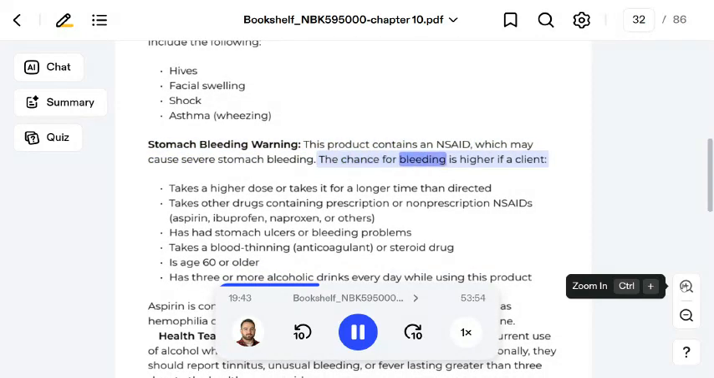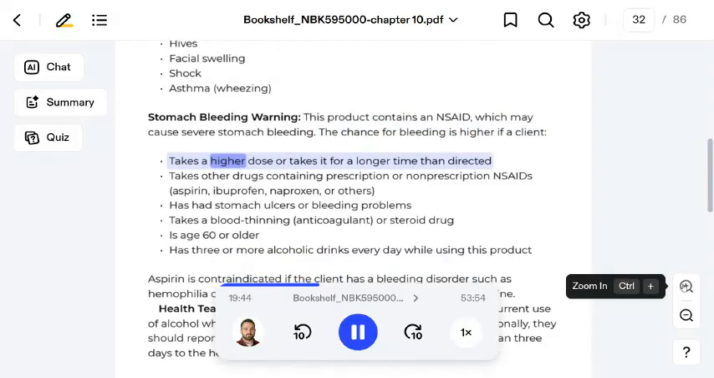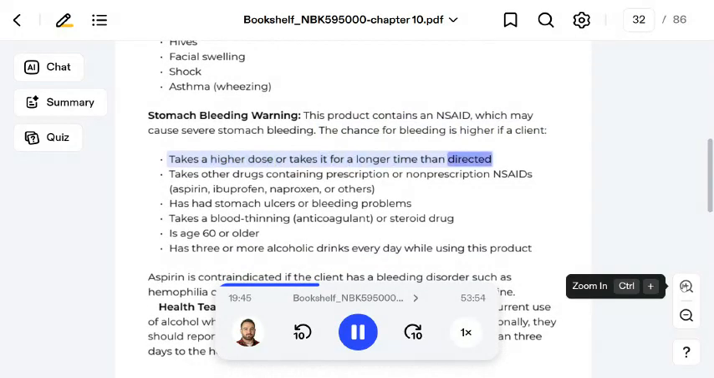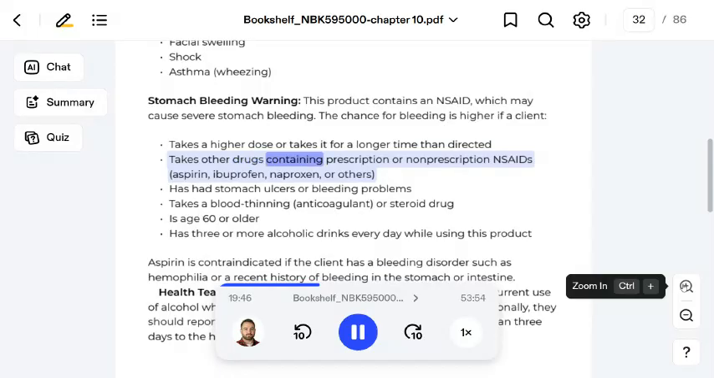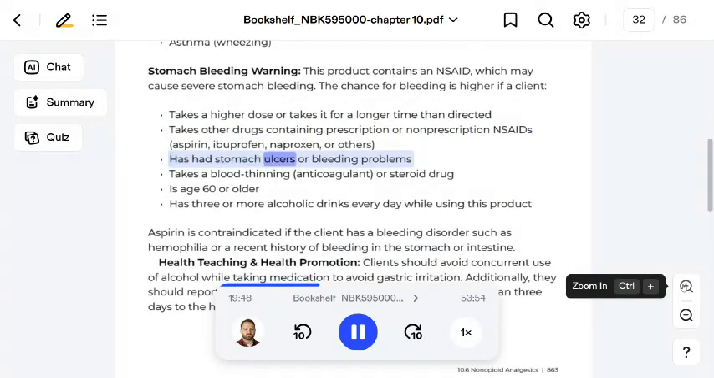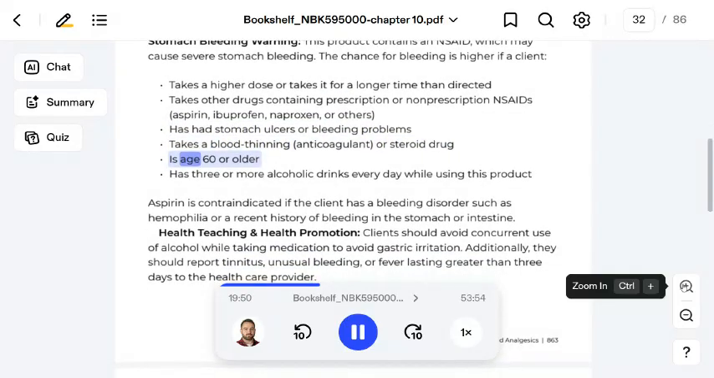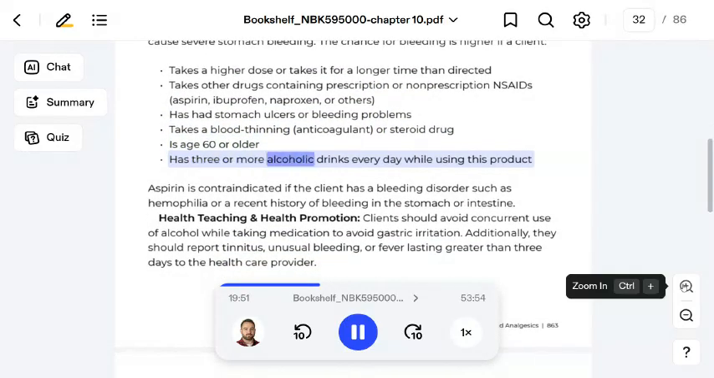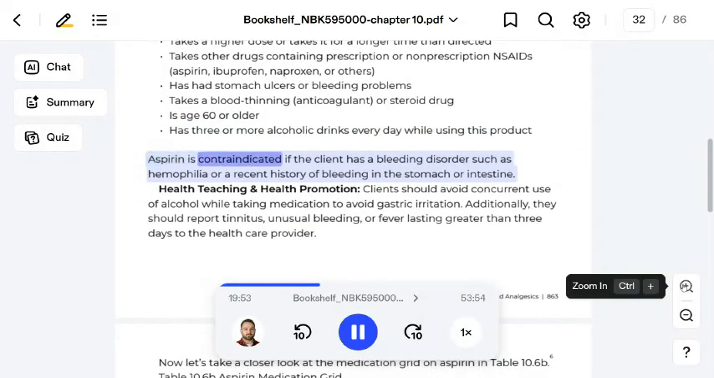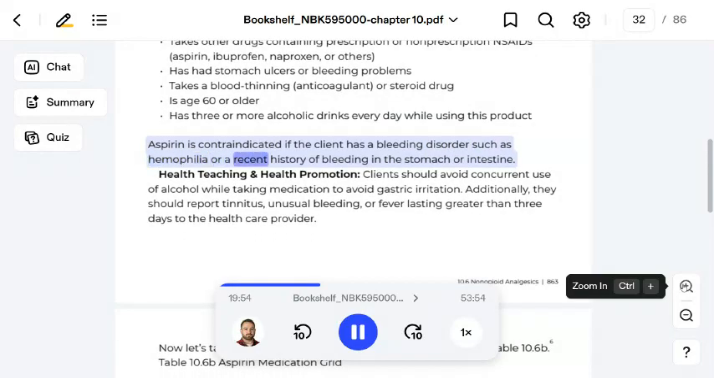The chance for bleeding is higher if a client takes a higher dose or takes it for a longer time than directed, takes other drugs containing prescription or non-prescription NSAIDs, has had stomach ulcers or bleeding problems, takes a blood thinning or steroid drug, is age 60 or older, has 3 or more alcoholic drinks every day while using this product. Aspirin is contraindicated if the client has a bleeding disorder such as hemophilia or a recent history of bleeding in the stomach or intestine.